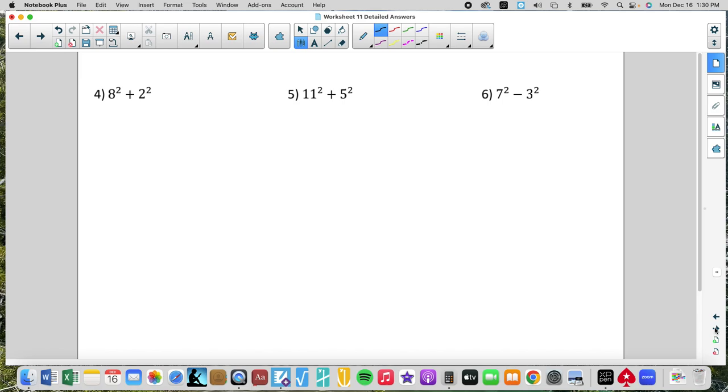Now, when we have order of operations, we have items being squared and then added. We're always going to do exponents before addition. So we will simplify both of these individually. 8 squared. Remember, 8 squared, 8 is the base.